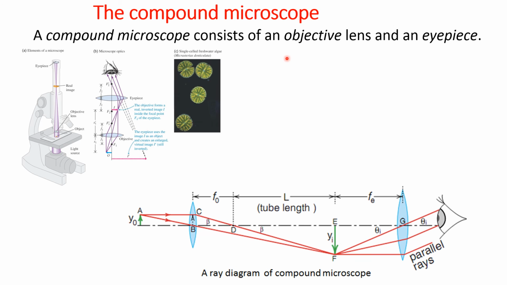The fourth one is a compound microscope. A compound microscope is an optical instrument which is made of two converging lenses. The first converging lens is called the objective lens. Another one is called the eyepiece lens. The eyepiece is near the eye of the observer, and the objective lens is near the object. The objective lens has a focal distance which is less than the focal distance of the eyepiece.